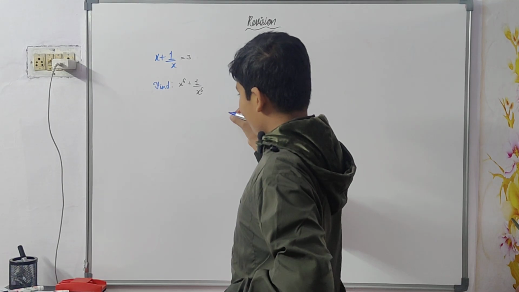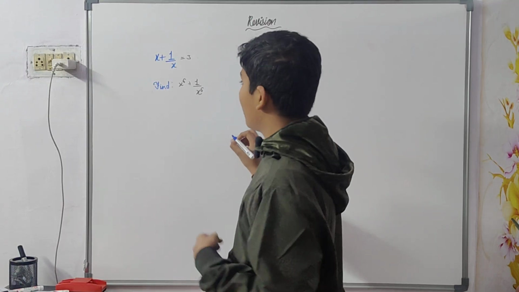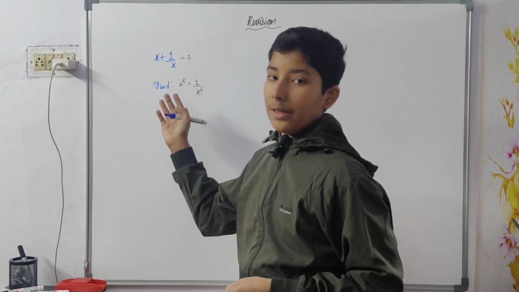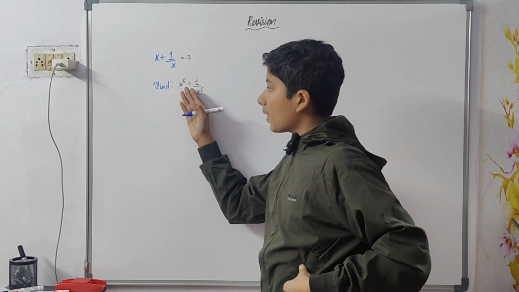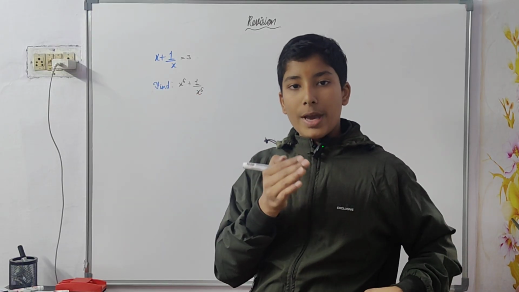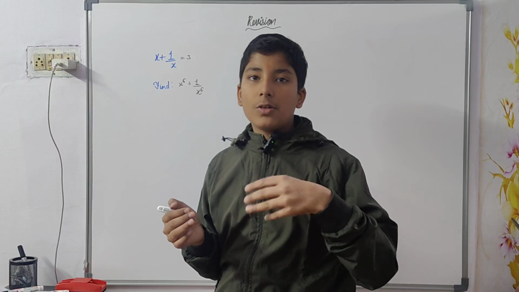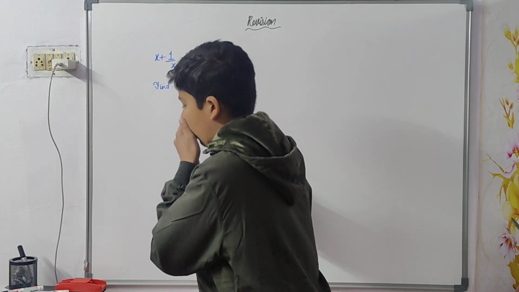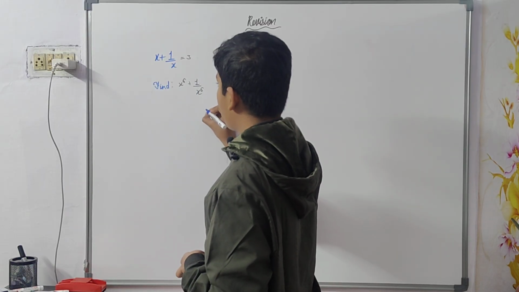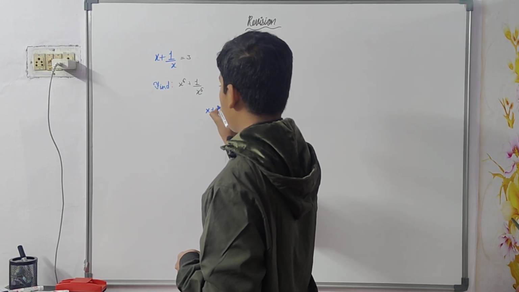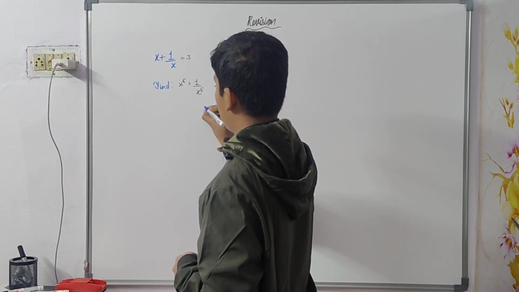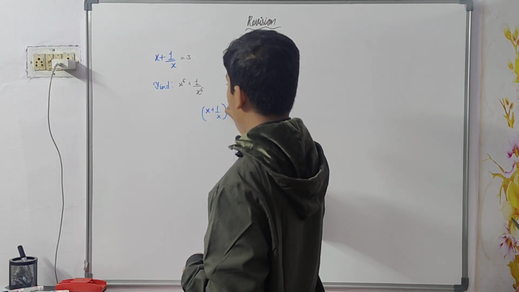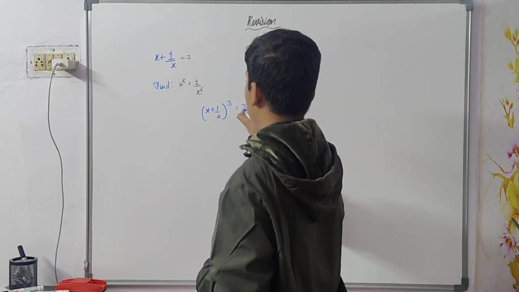Okay. So firstly, we have to break this. It becomes x cube into x square, meaning firstly we will do cube and then square. We can write it as x plus 1 upon x whole cube equal to 3 cube.